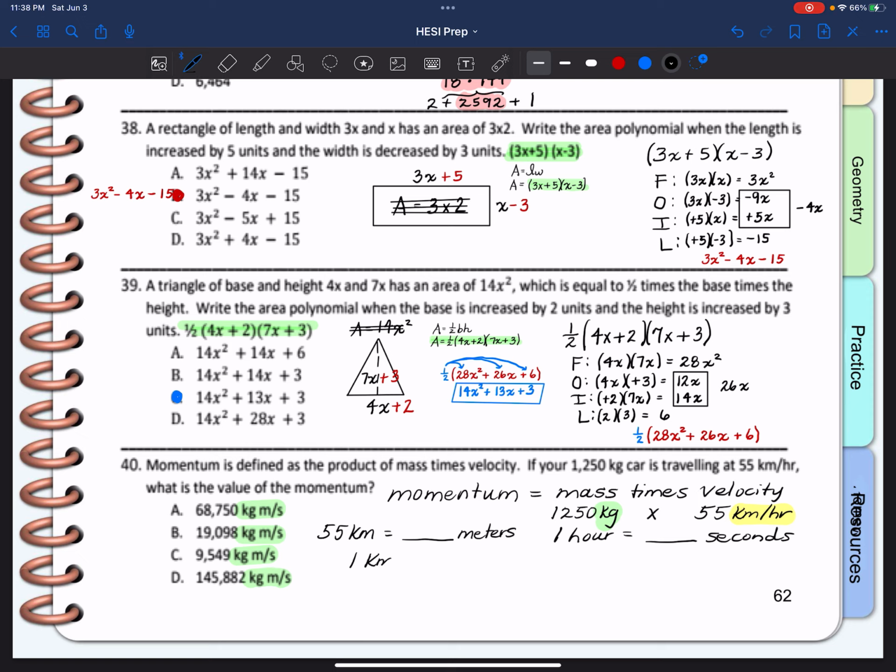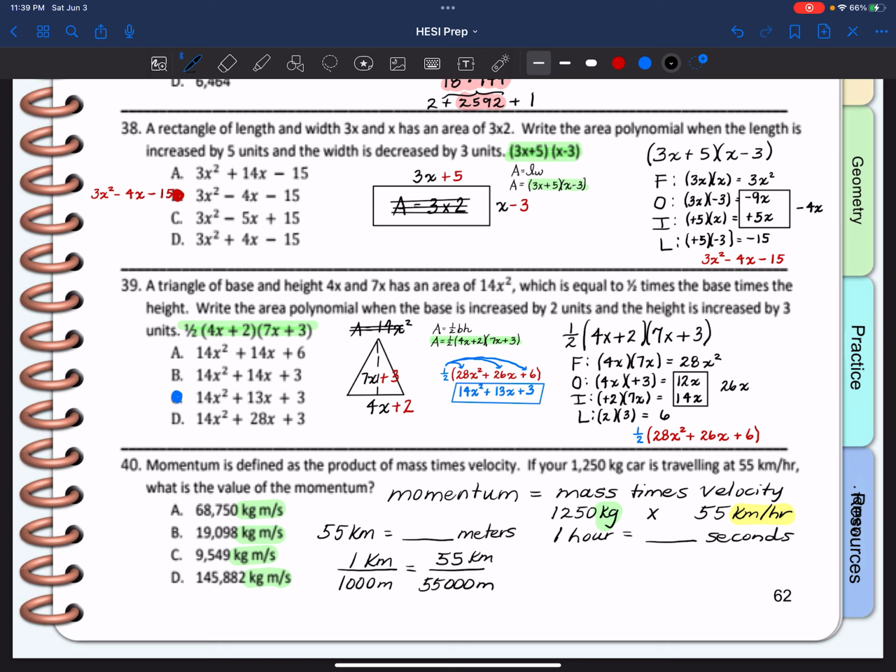1 kilometer is worth 1,000 meters, and we need to convert 55. So 55 times 1,000 divided by 1 is 55,000 meters. So there's that first conversion. We have the 55 kilometers converted to meters.